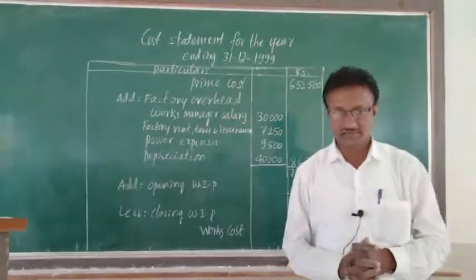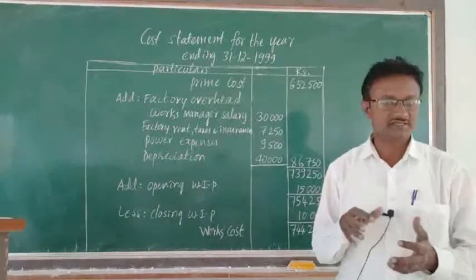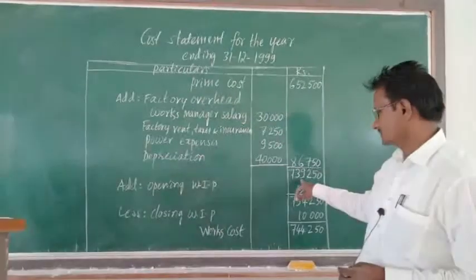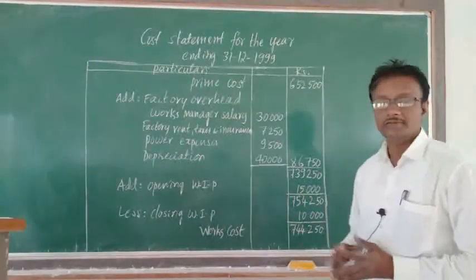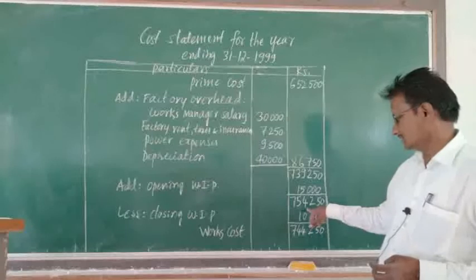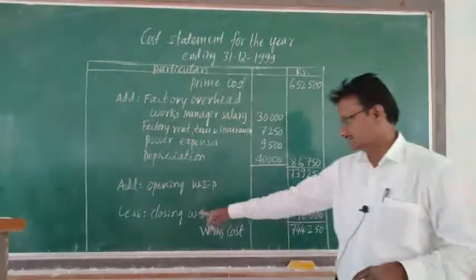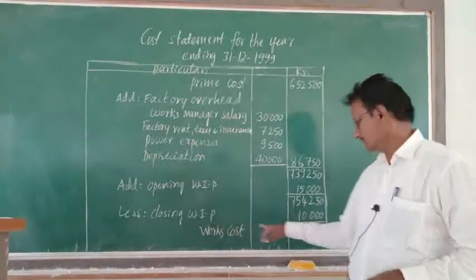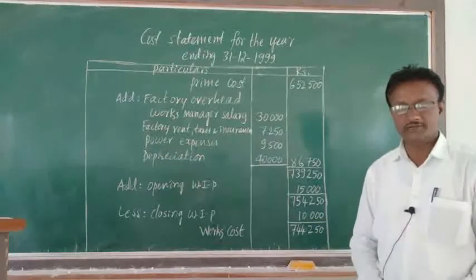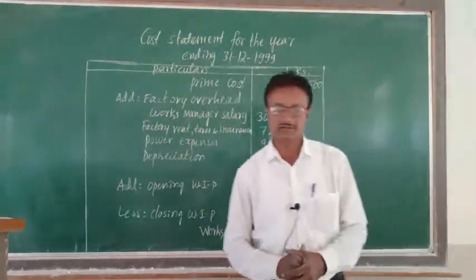Work in progress or work in process is also related to machineries. Raw materials are processing in machineries, so we have to add opening work in progress to this cost. Here it is 15,000. Add opening work in progress 15,000. The total is 7,54,250, and less closing work in progress 10,000. The remaining figure is 7,44,250. It is the works cost.